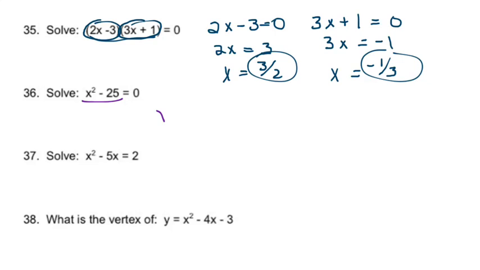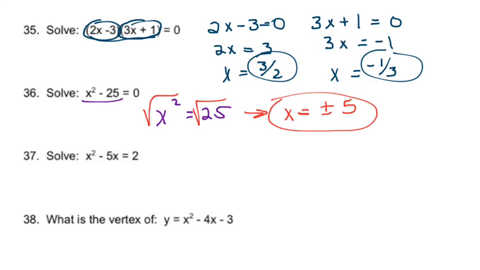Next one, also quadratic, but this one's a special quadratic. There is no linear term, which means we can solve by square rooting both sides. Remember, you get plus or minus 5. We always get plus or minus when we solve by square rooting both sides.